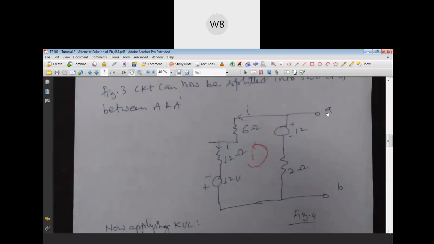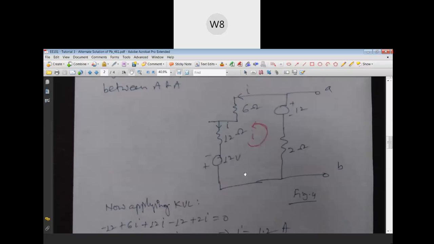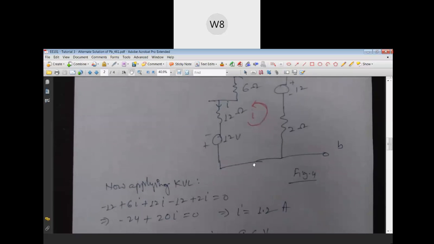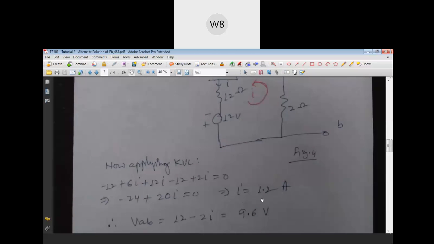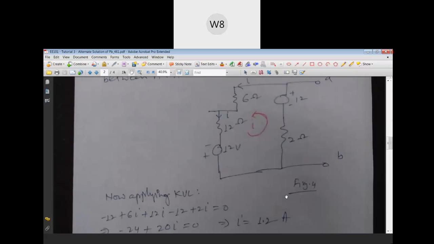So our objective of finding out the Thevenin voltage, which is the open circuit voltage between node A and node B, can now easily be realized by finding out this current I in this single mesh. So we can set up KVL in this mesh to find out that I is 1.2 ampere.